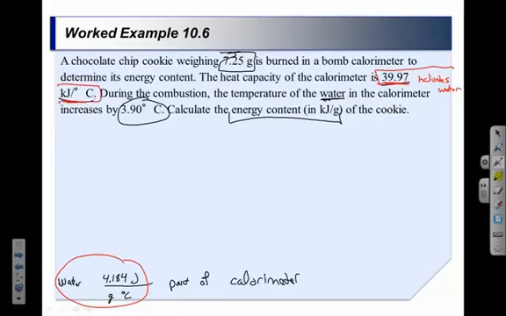So what that means is, when the reaction releases energy into the water and into the calorimeter, this is the relationship between how much energy the calorimeter and water absorb and how much the temperature of the water goes up. They did that using a calibration. So that's our relationship: 39.97 kilojoules of energy per degrees Celsius for the calorimeter.